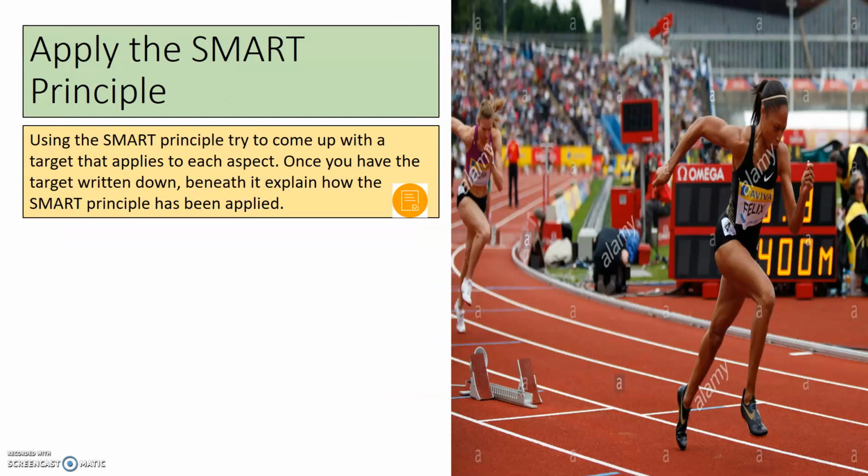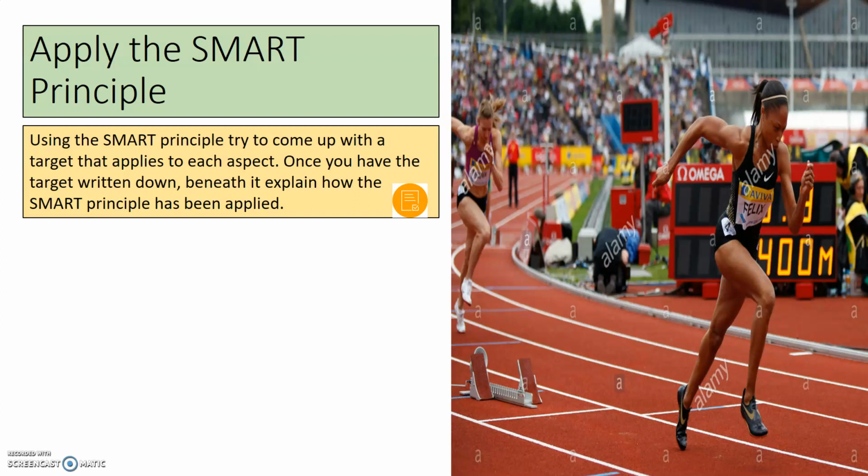Okay, so the last section of this presentation looks at applying the SMART principle to the 400-meter sprint that you can see here. So it says, using the SMART principles, try to come up with a target that applies each aspect of the SMART principle. So once you've come up with a target, I want you to write it down. And just once you've written it down, beneath that target that you've just written down for this 400-meter sprinter, I want you to try and apply that SMART principle.